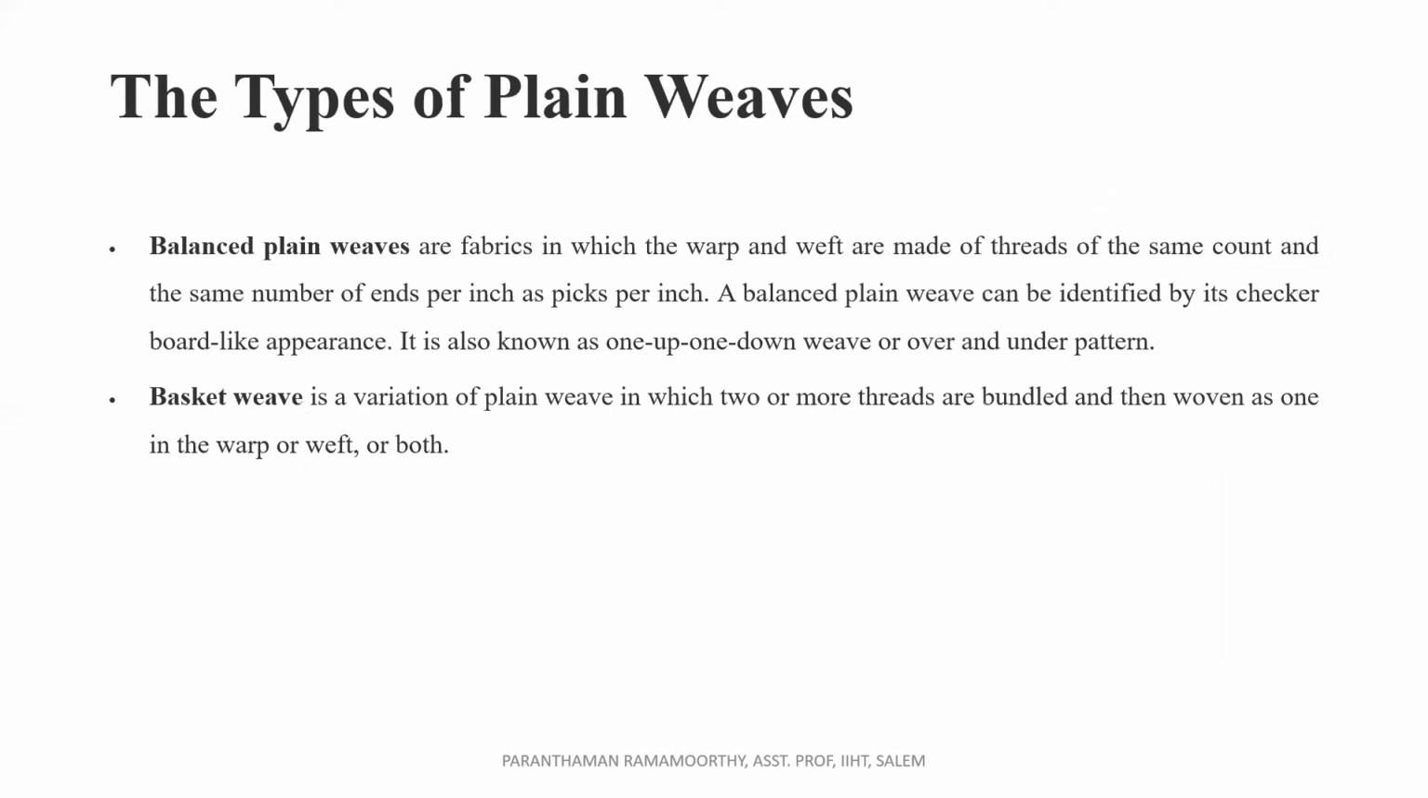The types of plain weave are balanced plain weave and basket weave. Balanced plain weaves are fabrics in which the warp and weft are made of threads of the same count, with the same number of ends per inch and picks per inch. A balanced plain weave can be identified by its checkerboard-like appearance. It is also known as one up, one down weave or over and under pattern weave. The basket weave is a variation of plain weave in which two or more threads are bundled and then woven as one in the warp, the weft, or both.